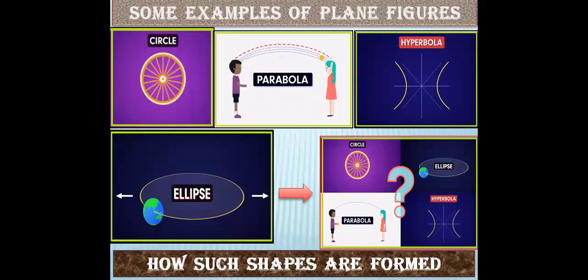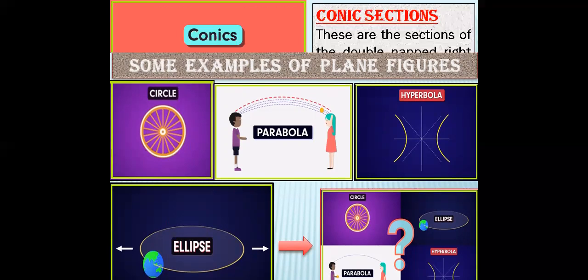First of all, before starting the topic, we provide some pictures to the students. The first picture is of a circle, and students are well aware of the circle. In the second picture, two students are playing in the garden and throwing a ball to each other, and the path traced by the ball is a parabolic path. The third figure is a picture of the solar system in which Earth revolves around the Sun in an elliptical path. Now the question arises in the mind of the student: what do we call these figures, and how are such shapes formed?